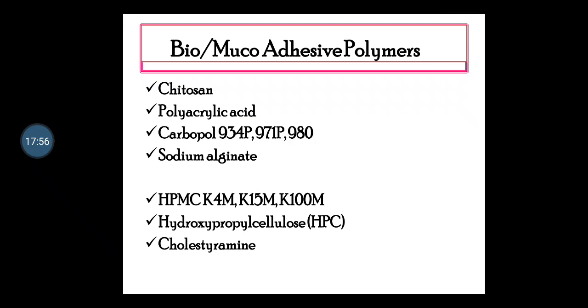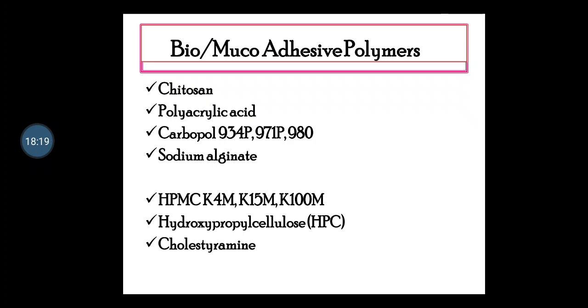Then you can use sodium alginate as well. Then HPMC having different grades, that is K4M, K15M, then K100M, you can use. You can also use HPC, that is hydroxypropyl cellulose, and cholestyramine.